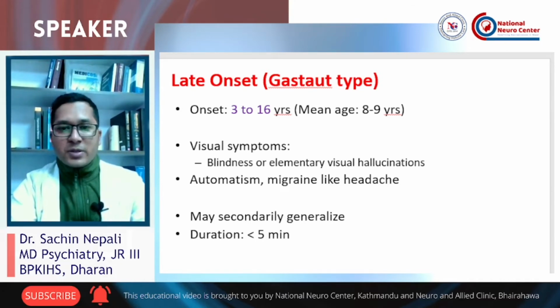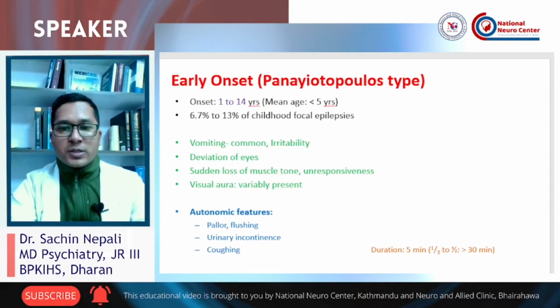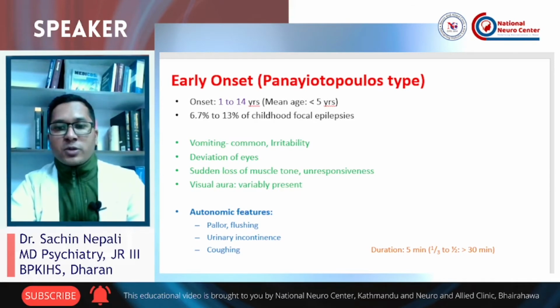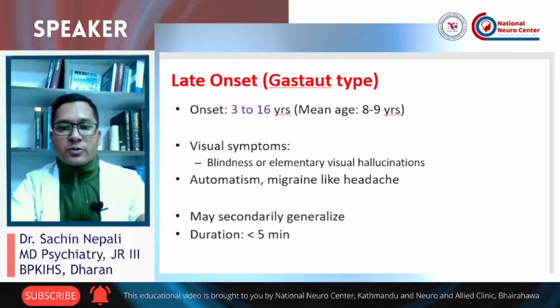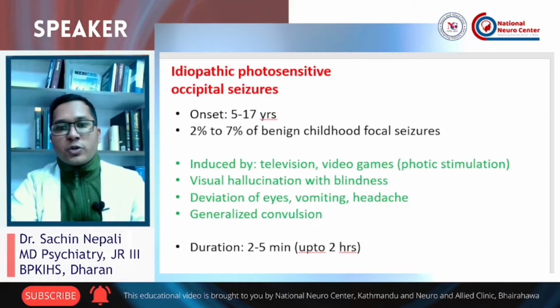The duration is around less than 5 minutes. When we compare with early onset, the duration is around 5 minutes, and in some cases this may extend up to 30 minutes, and in late onset, the duration is less than 5 minutes. After this, idiopathic photosensitive occipital seizures: onset is from 5 to 17 years.